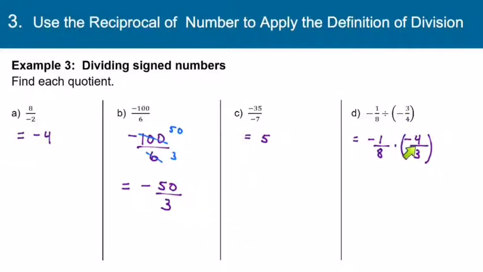Of course, when you flip a fraction, it retains its sign. So remember I told you that reciprocals always have the same sign. So this one started out negative. When we flip it over, it's still negative.